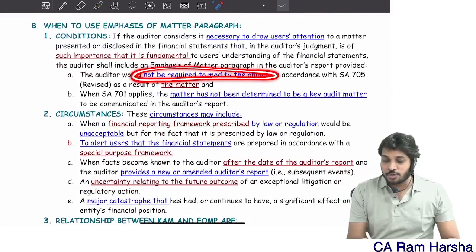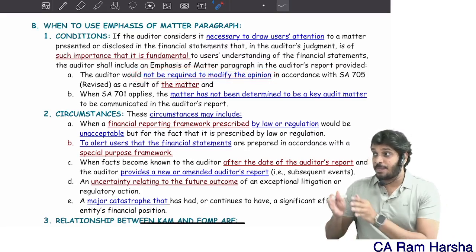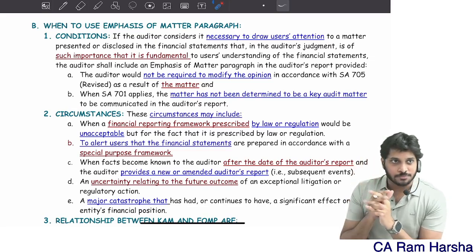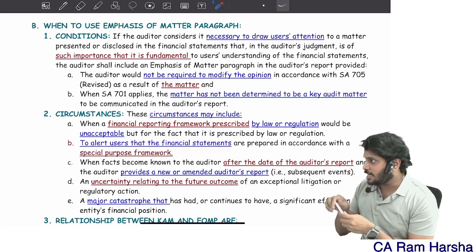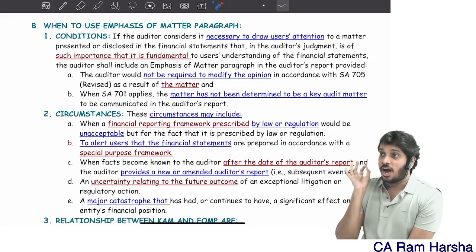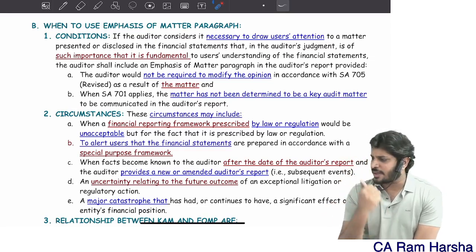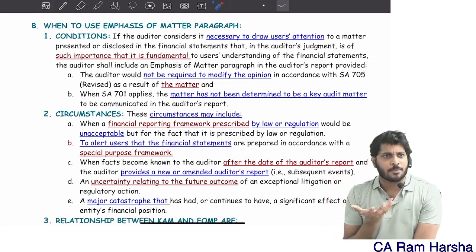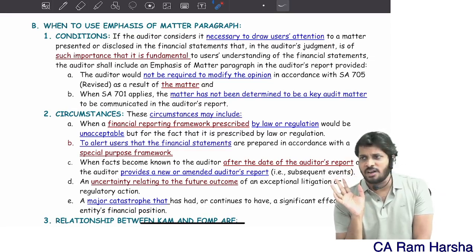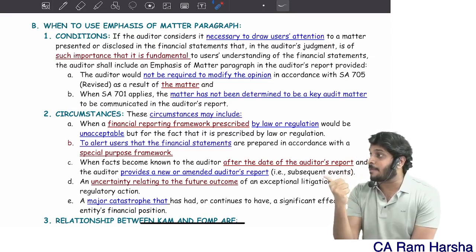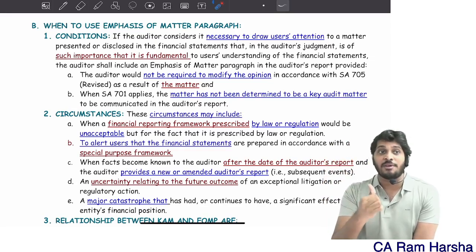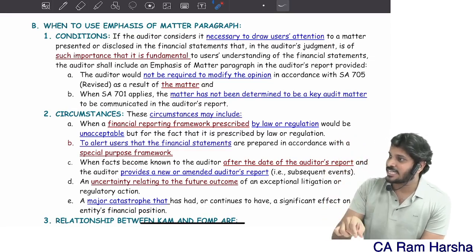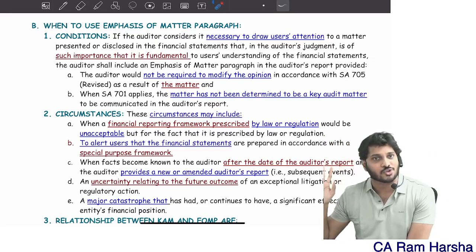It is not required to modify the matter that you want to highlight; on that, your opinion should be unmodified. Unmodified means what? On a particular matter, if I got sufficient appropriate evidence, my opinion will be unmodified on that. Indirectly they are saying the matter that you want to highlight should be free from material misstatement. That is what is reflected in the definition itself: appropriately presented or disclosed.